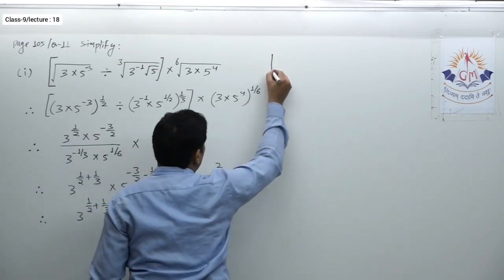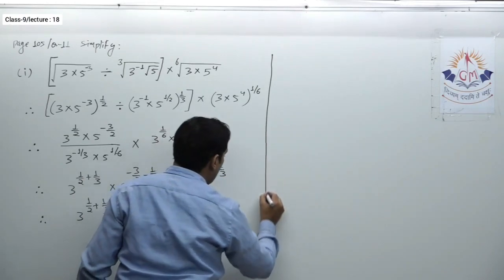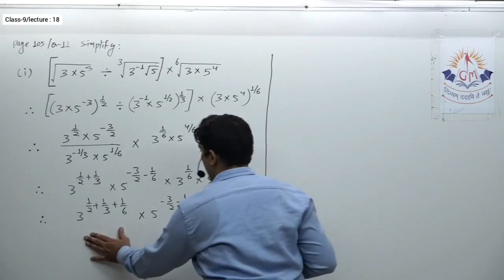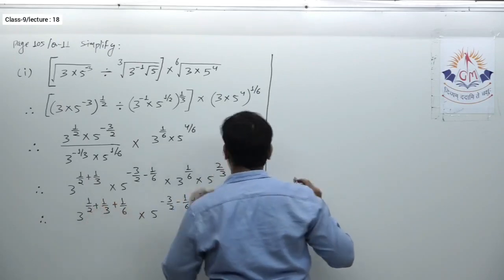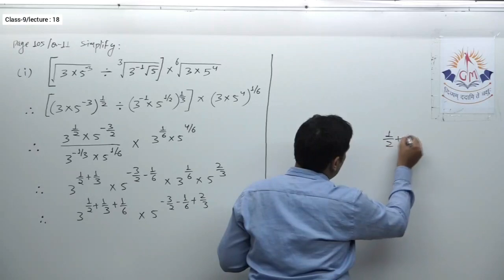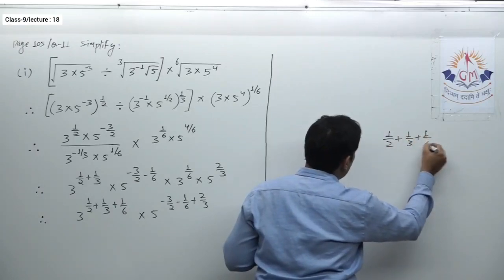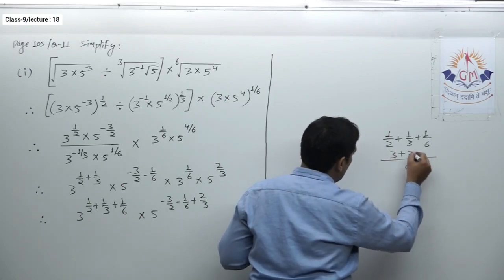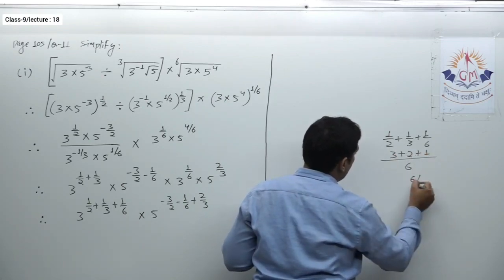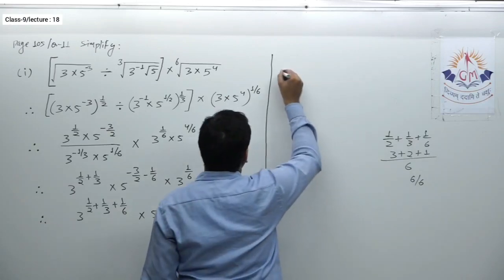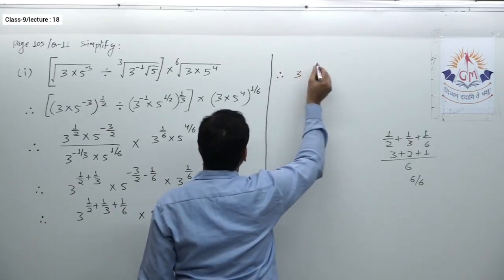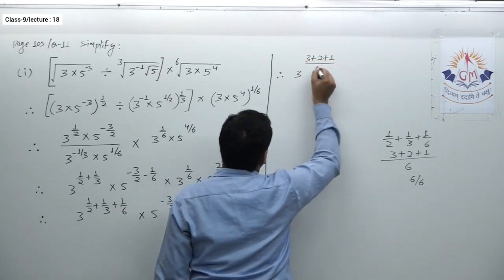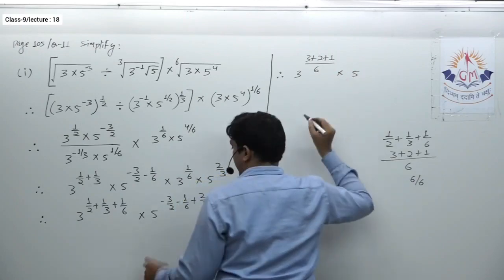So this type of question, whenever you get, you have to simply take the bases separately and then calculate the powers. So here 1 by 2 plus 1 by 3 plus 1 by 6. Let me solve this separately for you. Here LCM will be 6. So 2 3s are 6, so here will be 3. 3 2s are 6, so here it will be 2 and 1. That is 6 by 6. So here I'll get 3 raised to 3 plus 2 plus 1 upon 6 multiplied by 5 raised to.